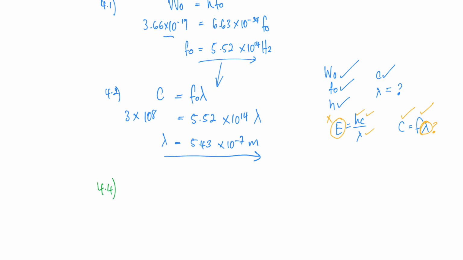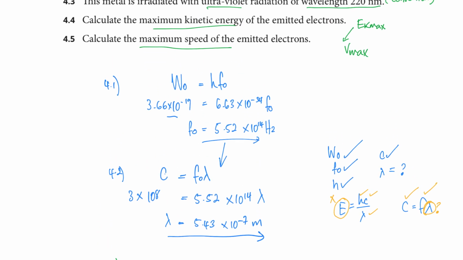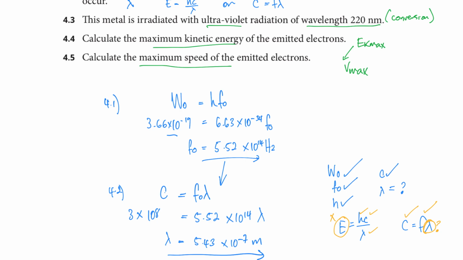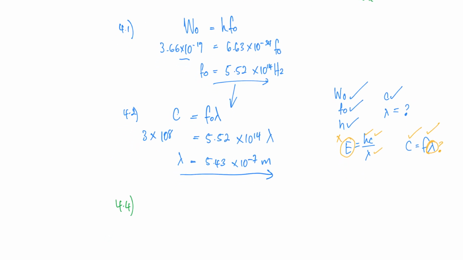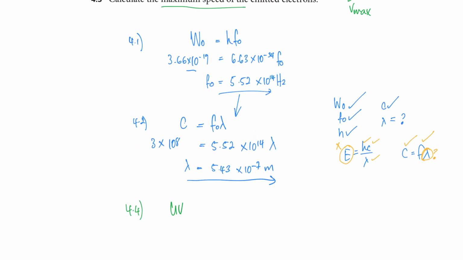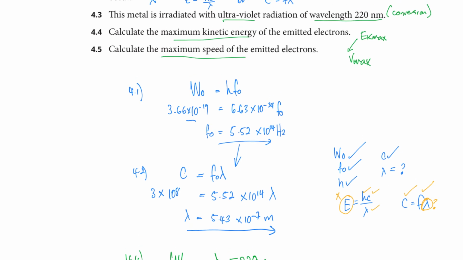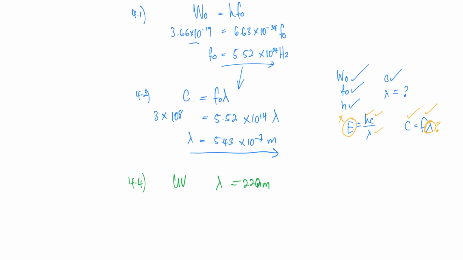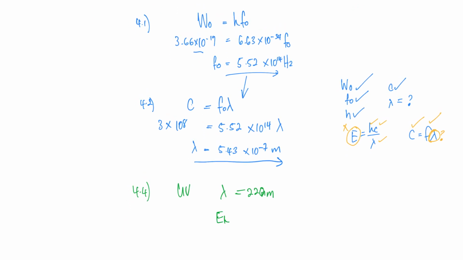4.4. Question 4.4 says, calculate... so we know we have ultraviolet radiation, so we have UV, and they've given us the lambda value at 220 nanometers. Right, so that's our information, and what they want from us is to find EK max.